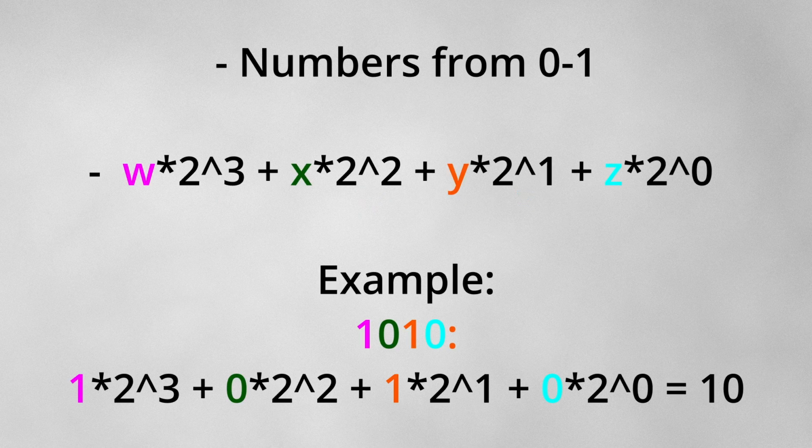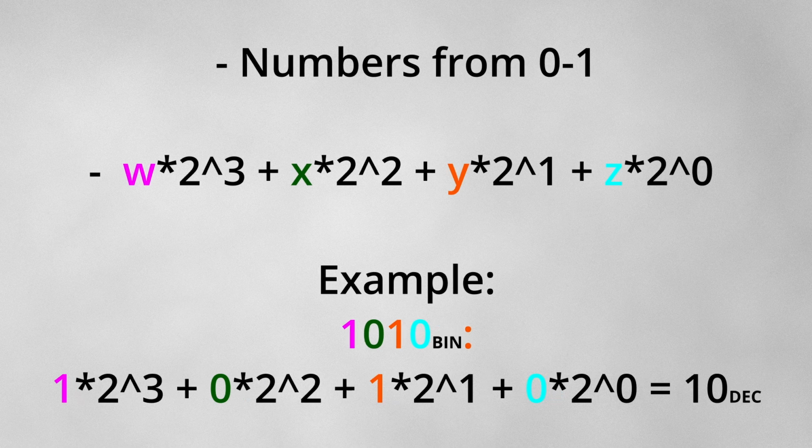Let's say we have 1010 in binary. We can convert that to decimal, so we as humans can better understand its value. So what we do is simply add 1 times 2 to the power of 3, plus 0 times 2 to the power of 2, plus 1 times 2 to the power of 1, plus 0 times 2 to the power of 0. And the result is 10. But don't be confused, because this is a 10 in decimal and not a 10 in binary. To better distinguish between these two formats, let's add this index so we know what we're talking about.